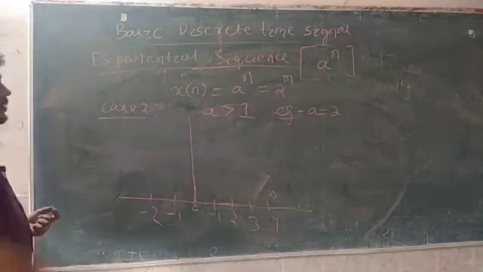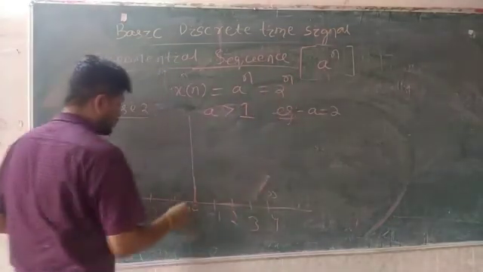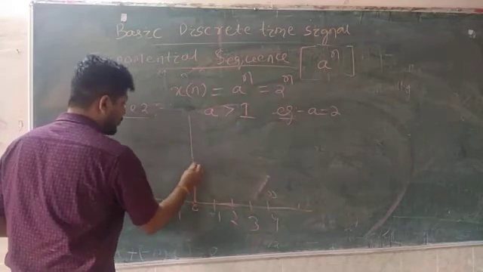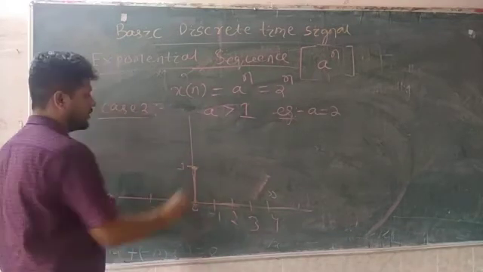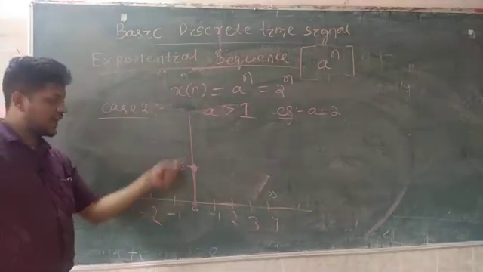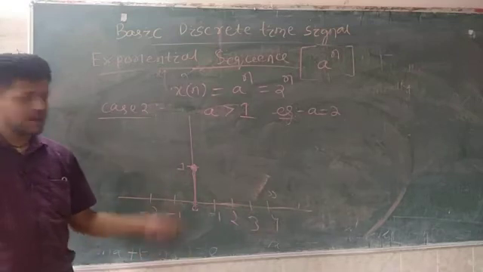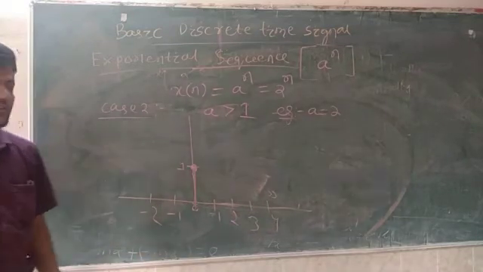So here I am considering a equal to 2. I first put 2 to the power 0. Something to the power 0 always gives you the value 1. So at n equal to 0, the sample will have amplitude 1.